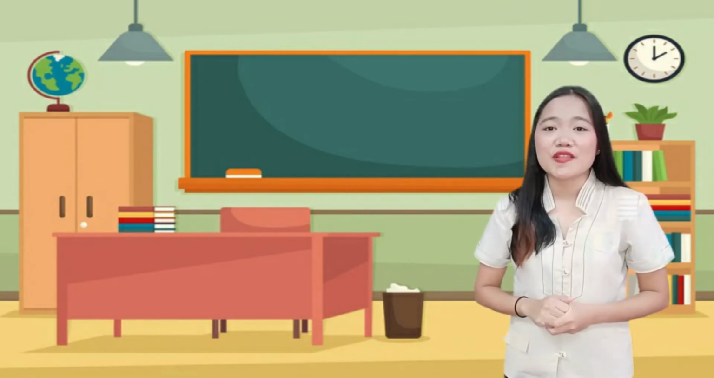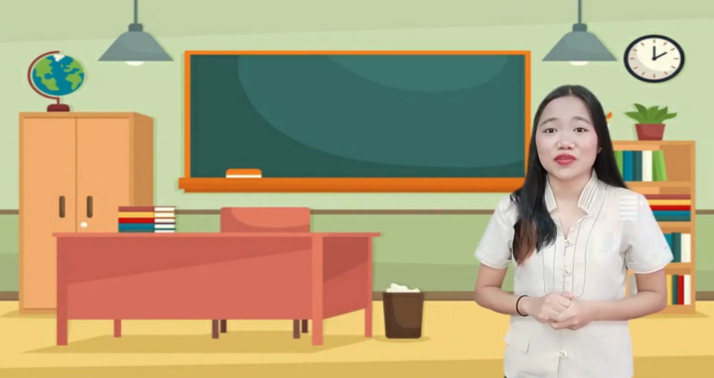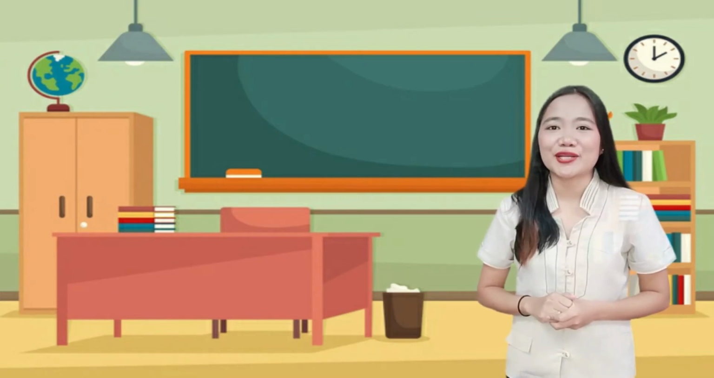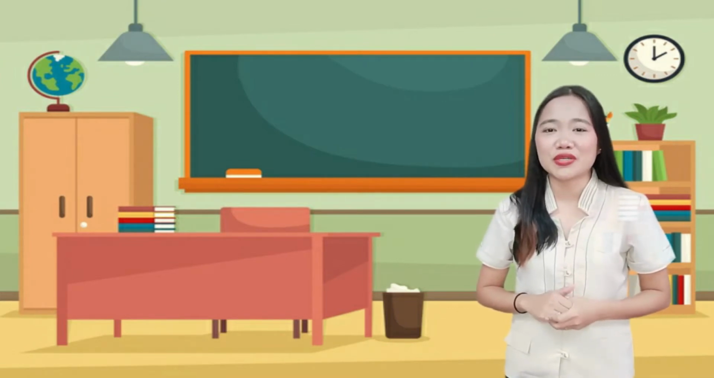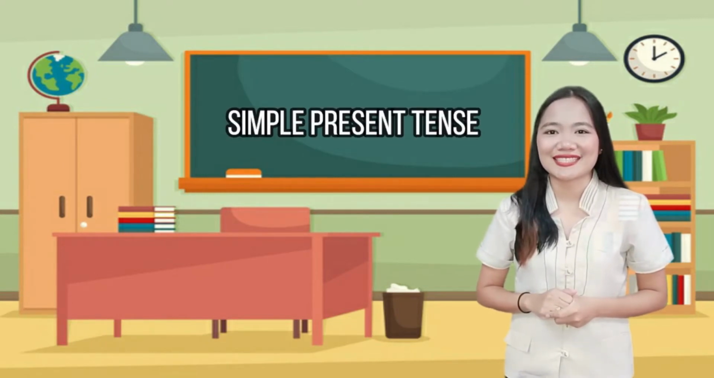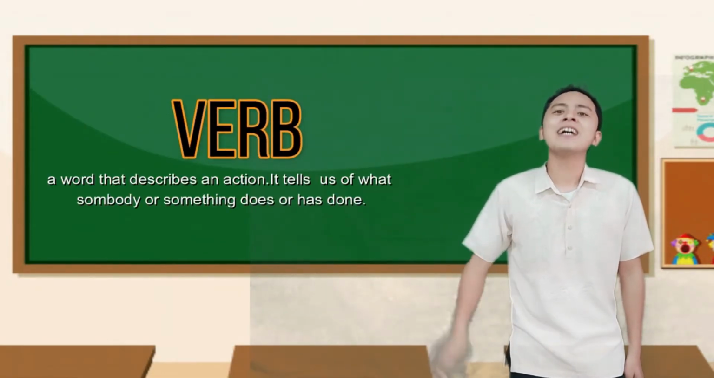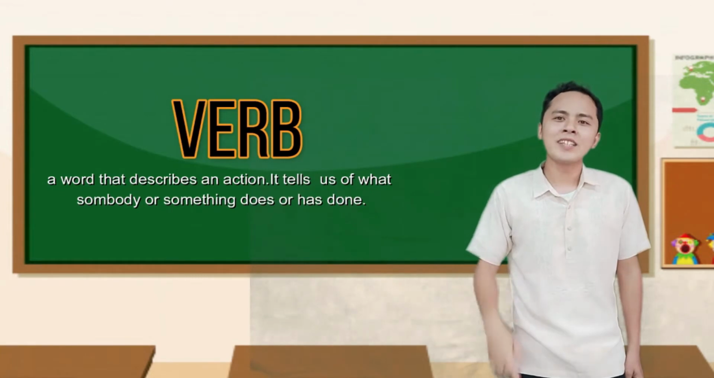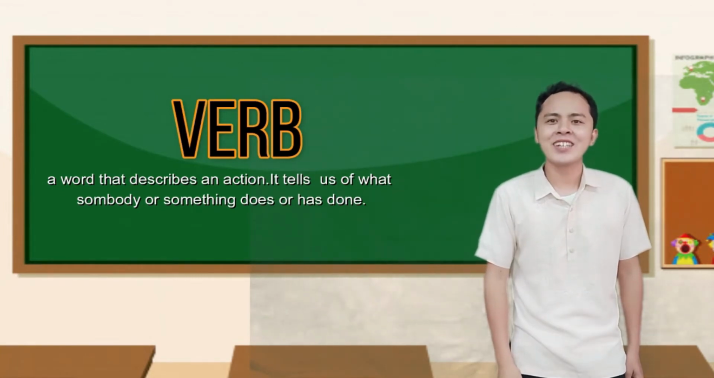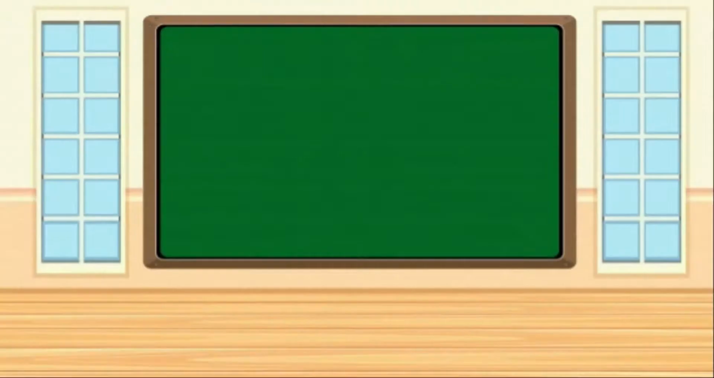Do you know that there are 12 tenses of the verbs? We will take a closer look on the most common tense in English language, the simple present tense. A verb is a word that describes an action. It tells us of what somebody or something does or has done. A verb is also called an action word.